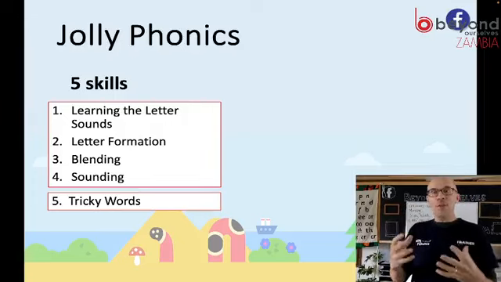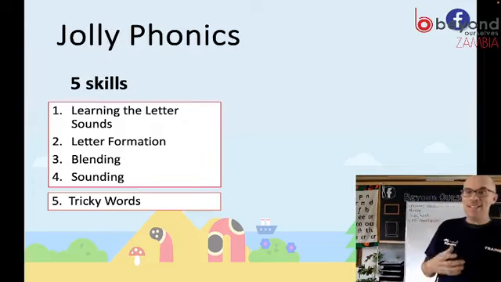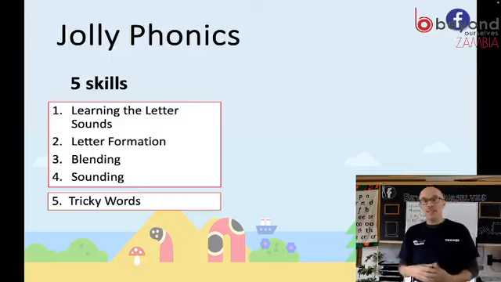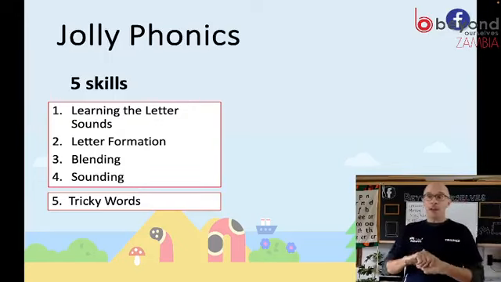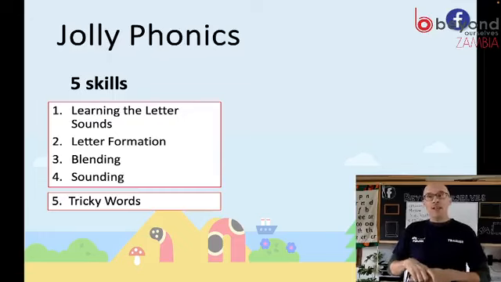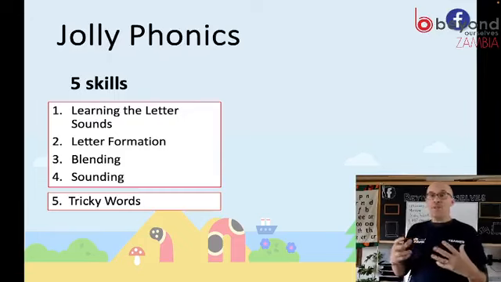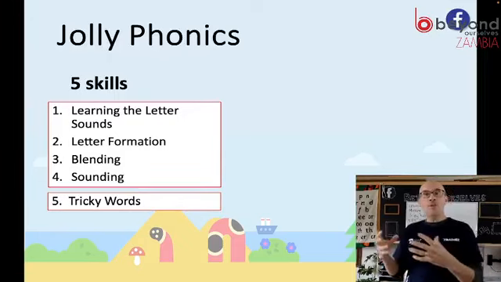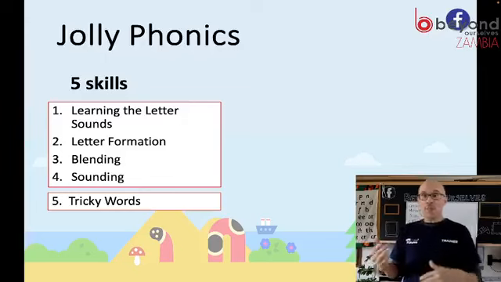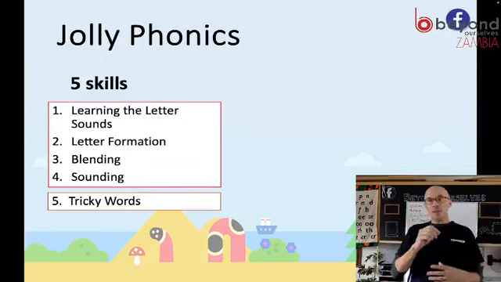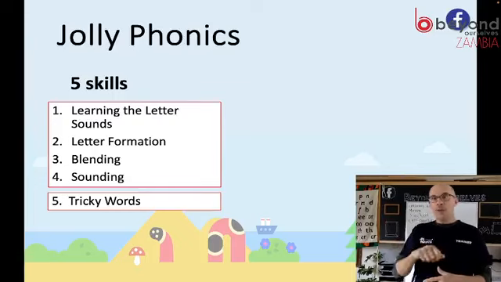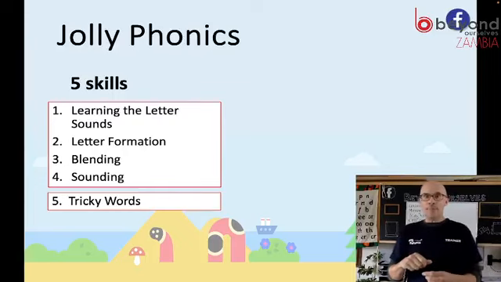So Jolly Phonics starts with learning the letter sounds. When we say learning the letter sounds, that's how to pronounce them and what they look like. Then we look at letter formation, and learning letter formation is really how do you write these. So that's handwriting. It's making sure that your letters are the right size, that they've got the right starting point, and that you're forming them in the correct directions, okay?